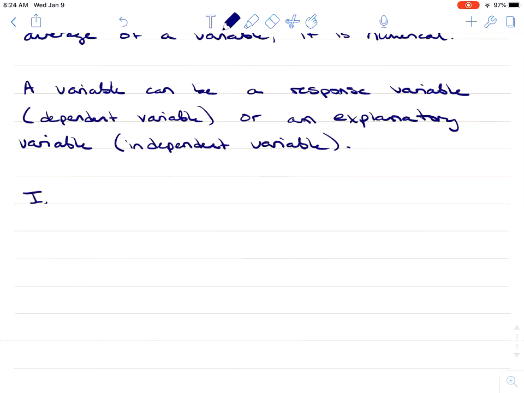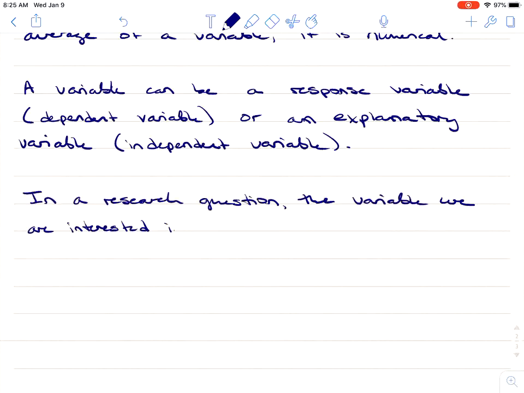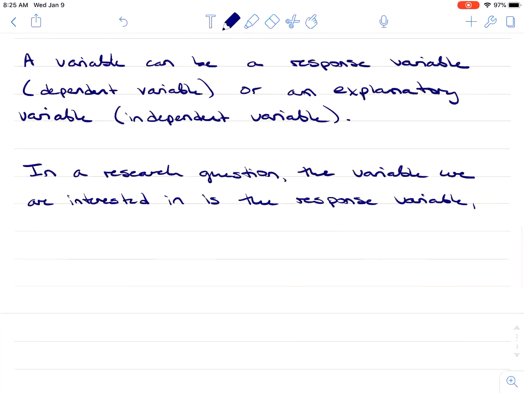So in a research question, the variable we are interested in is the response variable. All other variables are explanatory variables.